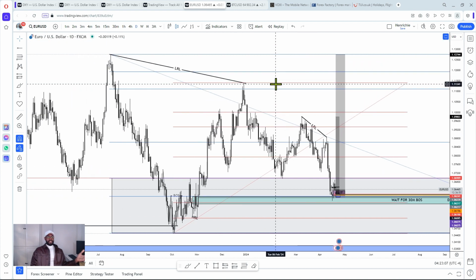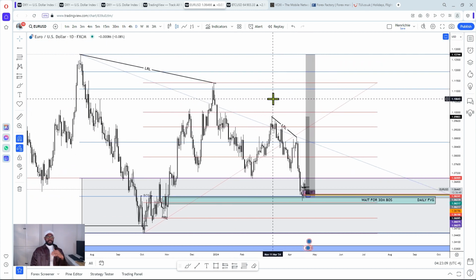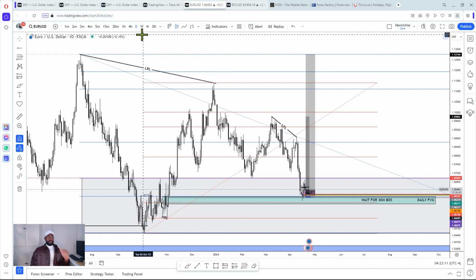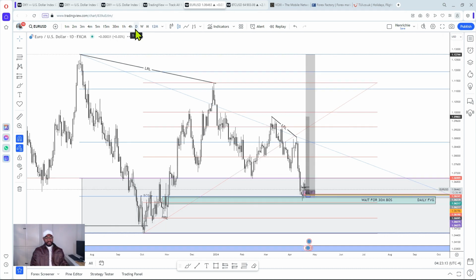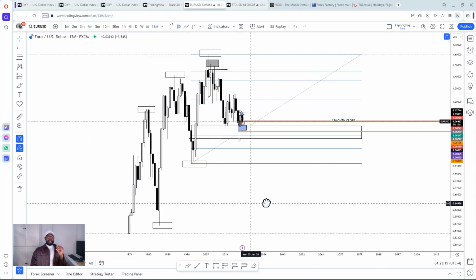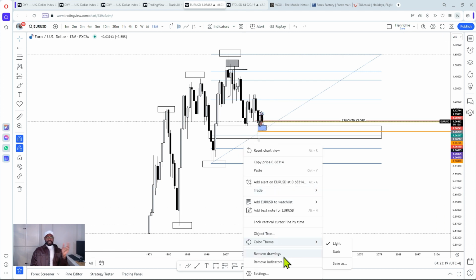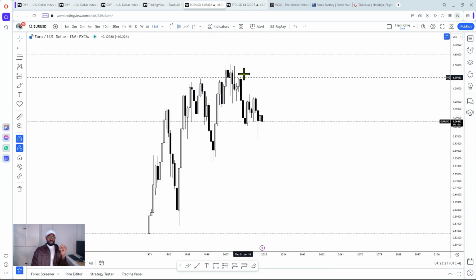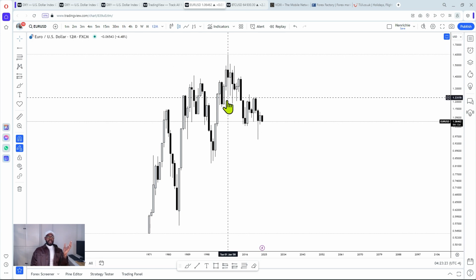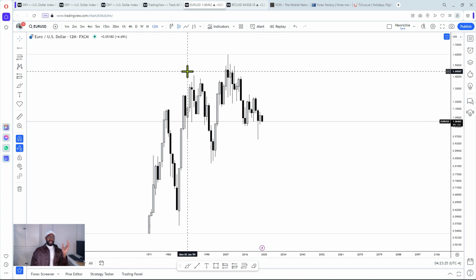At the end of the day, if I'm looking at this from the bigger time frame perspective, from the 12-month time frame perspective, I think the liquidity is resting at the upside. I don't really see much liquidity resting at the downside. Yes, every low, every high is liquidity. Every single low, every single high is liquidity.